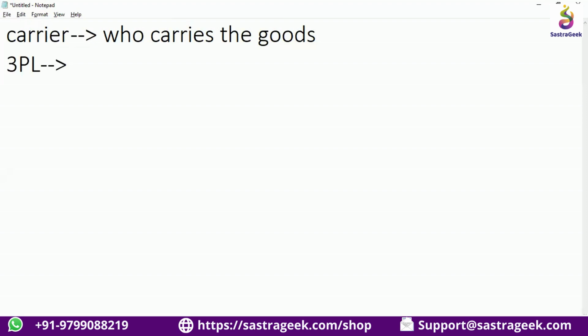3PLs are basically those which act as the logistics partner. First of all, to understand the logistics partner, I would like to understand your understanding of the term transportation and the term logistics, because both of these terms are taken in a similar way, with a similar understanding. So what is your understanding of transportation and logistics?